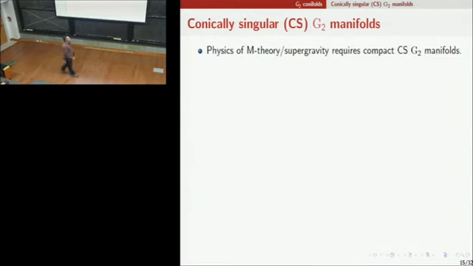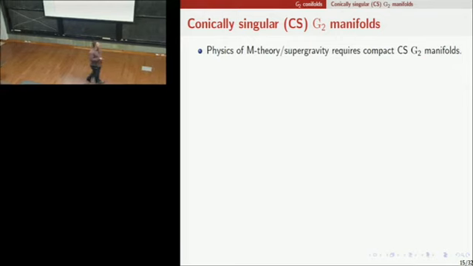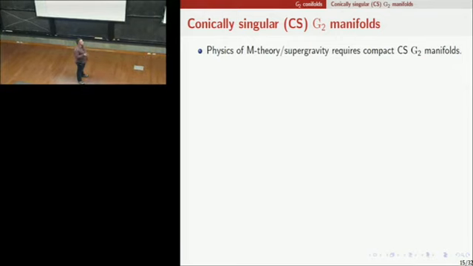Okay, so let me say something about these conically singular G2 manifolds. In the physics, this is what I've been told, M theory needs these compact CS G2 manifolds, because apparently if the G2 manifold is smooth, then there can be no matter in the universe. And since we see matter or mass, they need conical singularities. Now, I still don't understand any of this, so please don't ask me about this sentence.